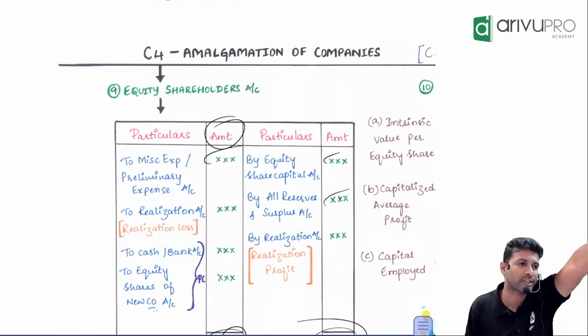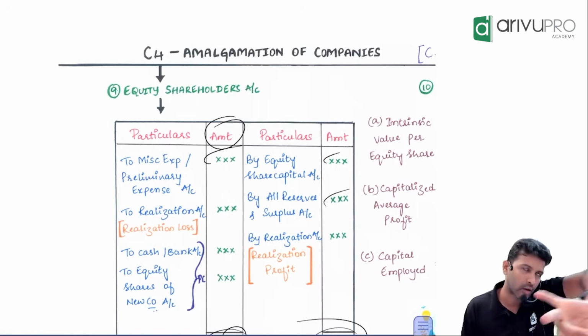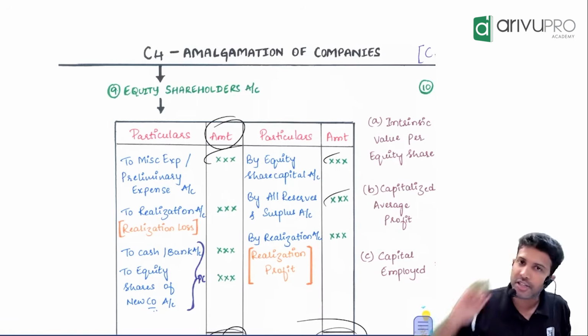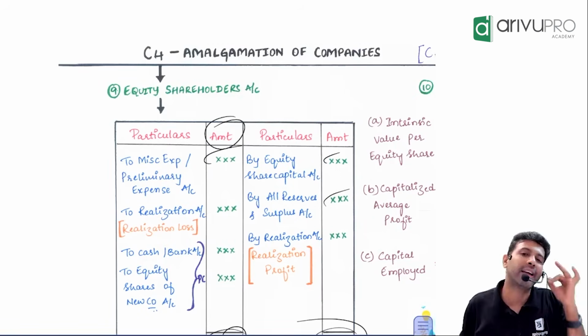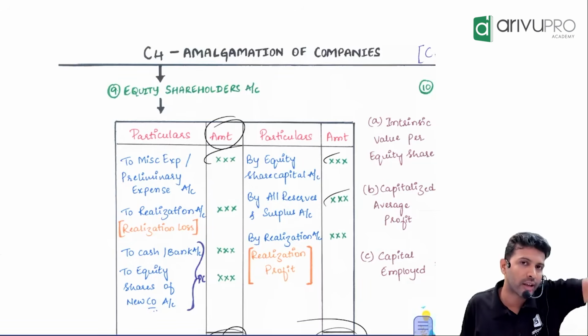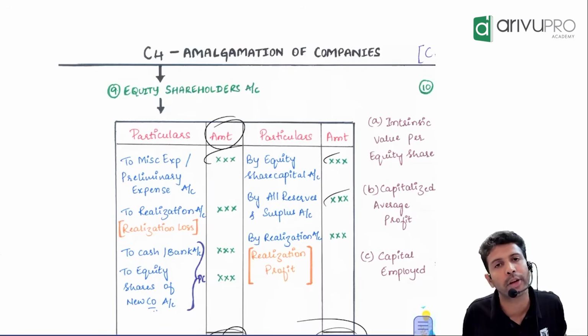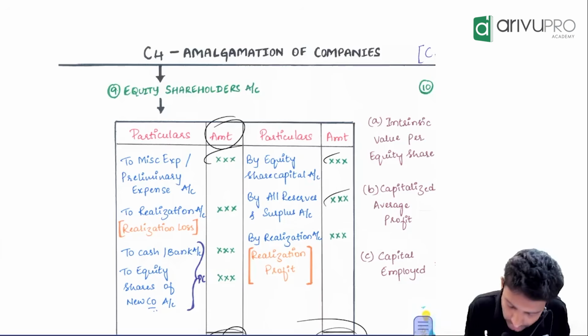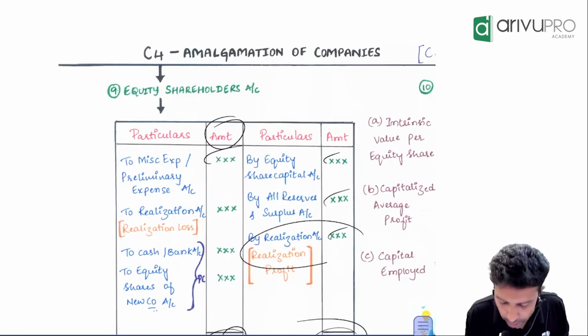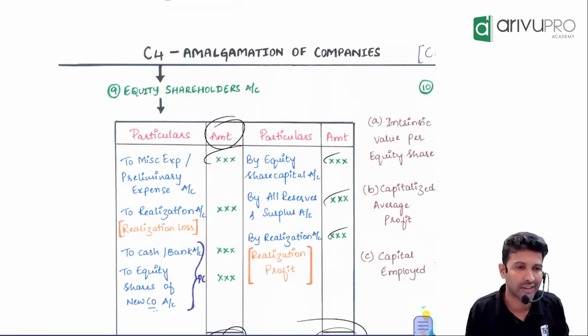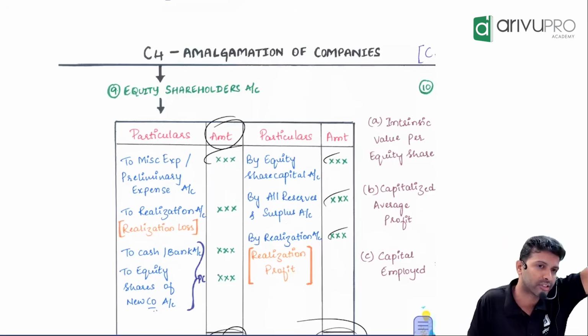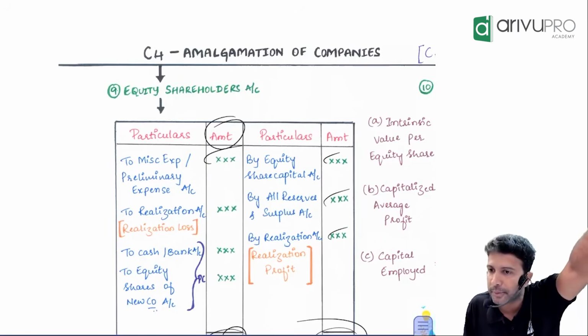Okay, let's go one step back. The realization account we prepared: what did we get from the realization account? Realization profit or realization loss? Who will take that realization profit or loss? Equity shareholders. So that will come here, whether it's realization profit or realization loss, because that came from the realization account itself. Fourth component sorted.